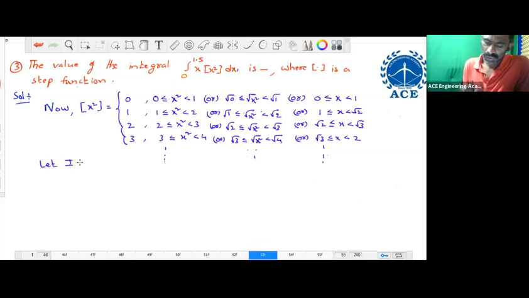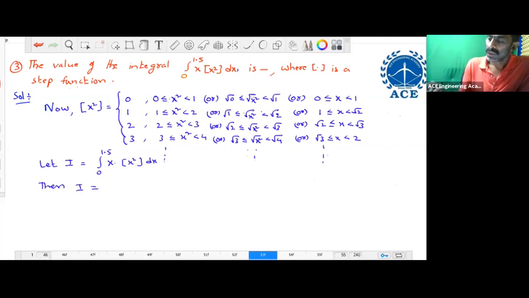Let I equal the integral from 0 to 1.5 of x times step of x square dx. Then I equals, now we should write this step of x square depending on this function only, right? But the function step of x square changes its value at certain points, because 0 ≤ x square < 1 is also the same as 0 ≤ x < 1 only.